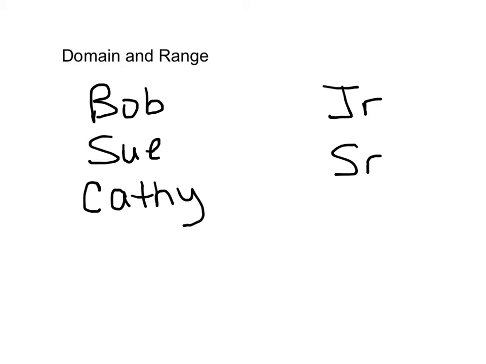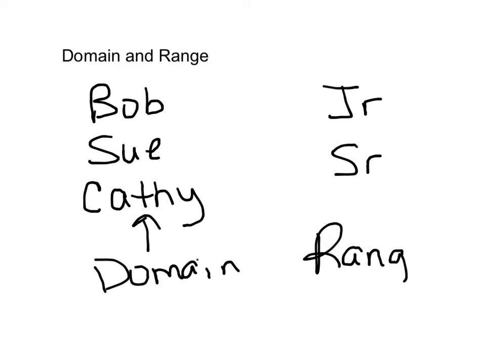On our second example, the domain would be the people, Bob, Sue, and Kathy. So the domain would be the set of those people. The range would be your answers. So in this case, it was just junior and senior. If you talked about the whole high school, your range would be freshman to senior.